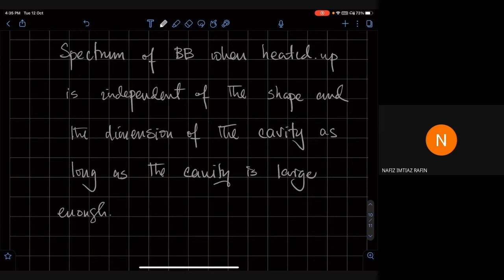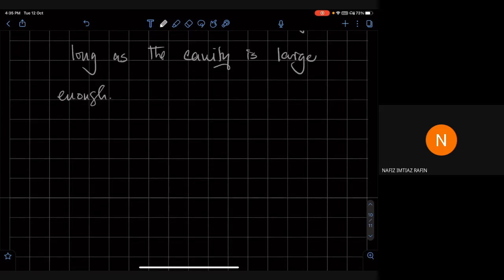So this is a result from classical statistical mechanics that we can adopt. And what it means is that, for the convenience of our calculation, we can just take our cavity to be a cube whose sides are of length L. Okay.